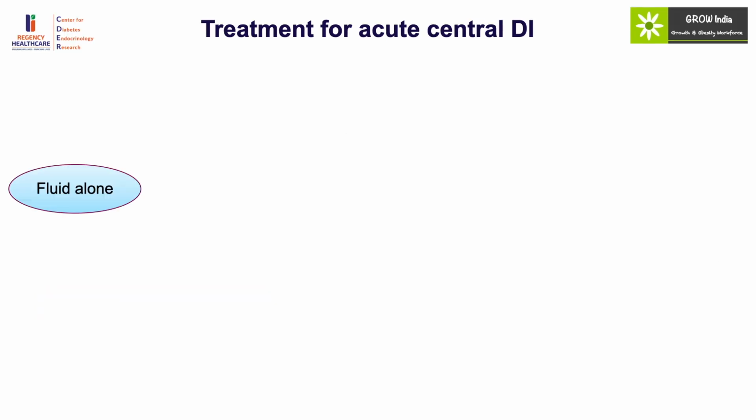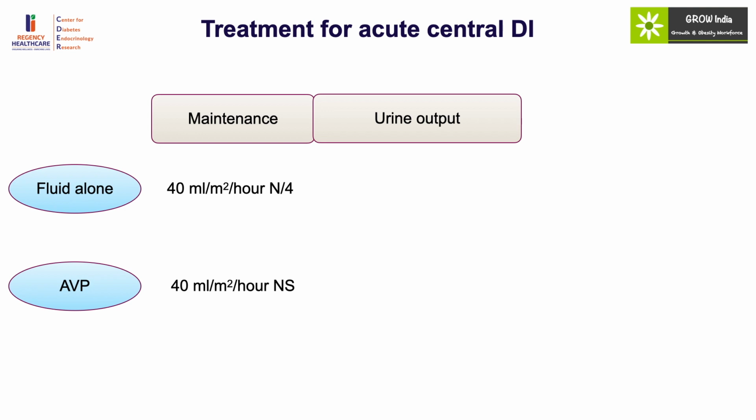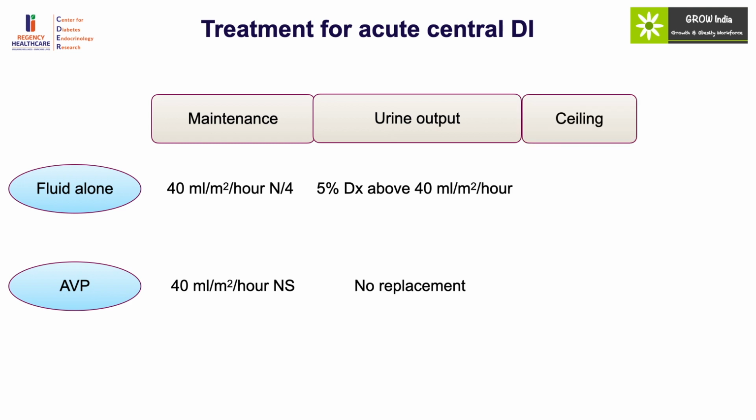So how does one treat acute central DI? The options of treatment include the use of fluid alone or the use of AVP. The maintenance fluid could be the standard for both these cases, 40 ml per meter square, while for fluid alone we use N/4, for AVP we use normal saline. The urine output is of course replaced with 5% dextrose if it's above 40 ml per meter square per hour with fluid alone, with no replacement with AVP, with a ceiling of 120 and 40 ml per meter square per day.